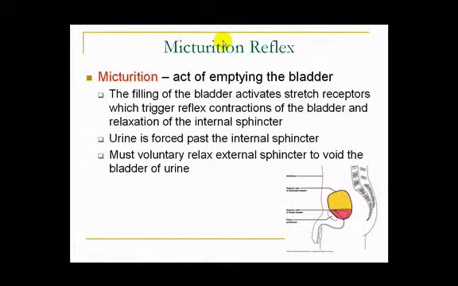So what will happen is, as the bladder fills, okay, the bladder sits right behind your pubic bone, and as it fills, it fills up into the abdominal cavity. And as it fills, it will activate stretch receptors in the wall of the bladder, and that's what triggers the reflex that causes the smooth muscle of the bladder to contract, and then the internal sphincter to relax. And urine will be passed through the internal sphincter. But you also have an external sphincter, which is actually skeletal muscle that you can control. So you have to voluntarily relax that external sphincter.